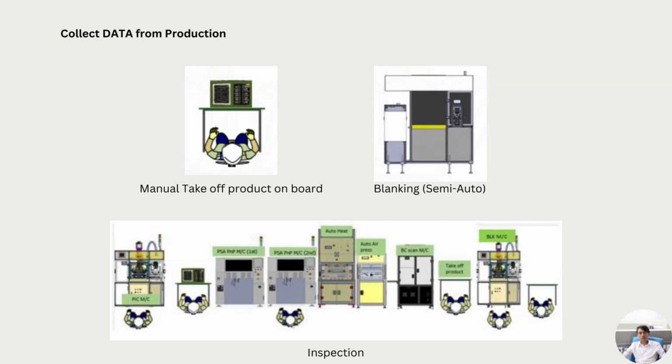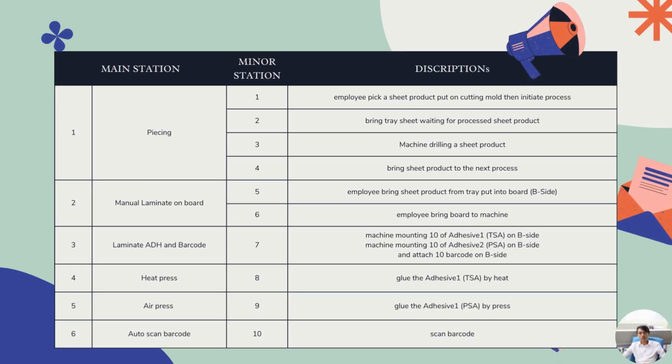Then take off the product on board manually and send to die cut to separate each product, and finally end with inspection. In the production process, we target to balance the production line, so we collect the standard time for each station. In the backend process, as you see in this slide.